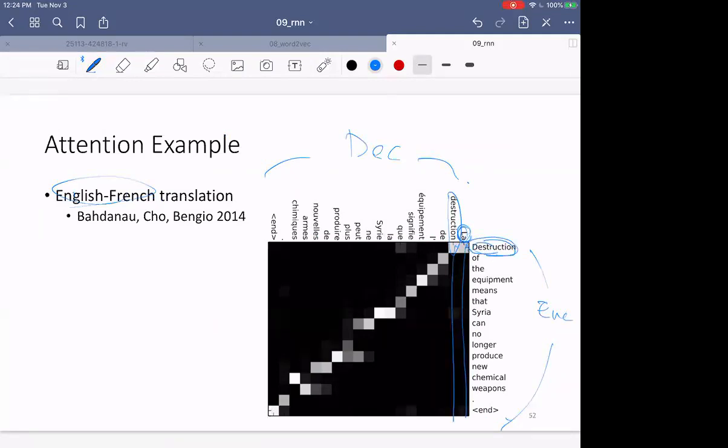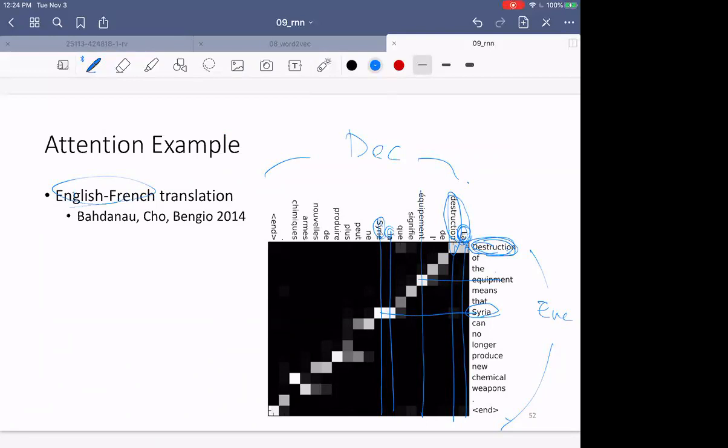And you can move on. It makes sense, right? La destruction is like the destruction. So when generating the destruction in French, the attention was given to the English counterpart, destruction. The same thing happens here, like la Syrie, probably like the Syria. When generating la and Syrie in French, the strongest attention was given to the English word Syria. It works pretty well. Equipment is also given to equipment.